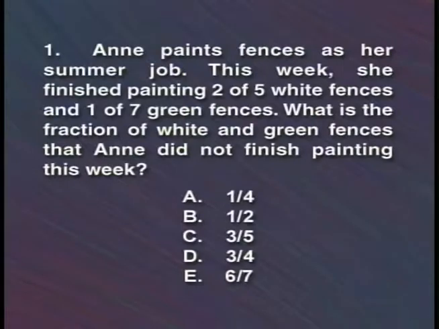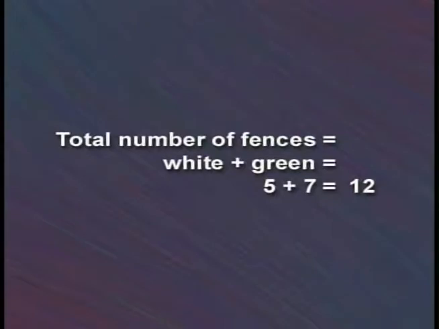A fraction is represented by a numerator and a denominator. In this problem, the denominator is the total number of fences, and the numerator is the number of fences Anne did not finish painting. Let's calculate the total number of white and green fences. 5 white fences plus 7 green fences equals 12 total fences.